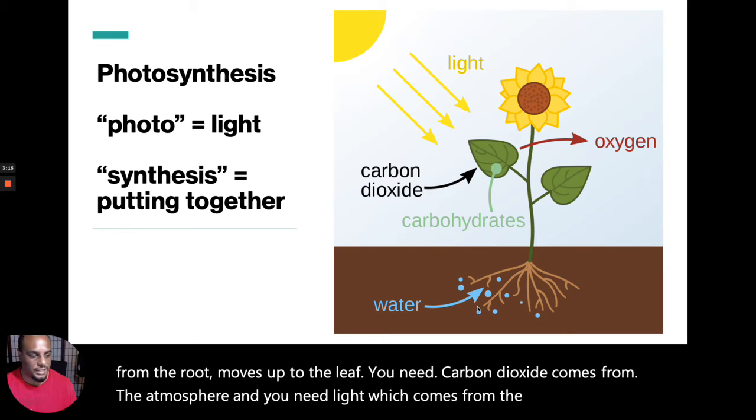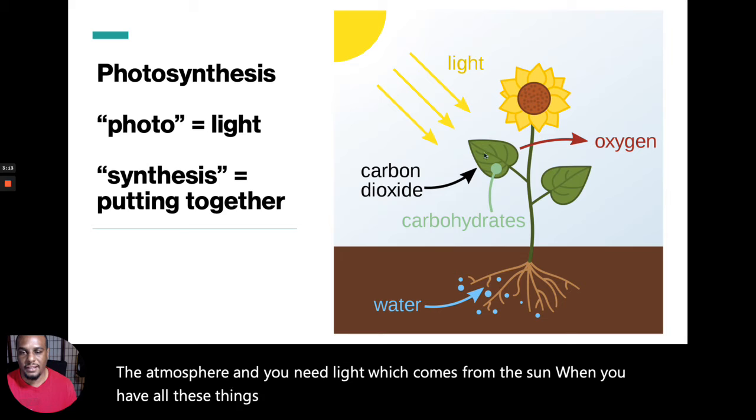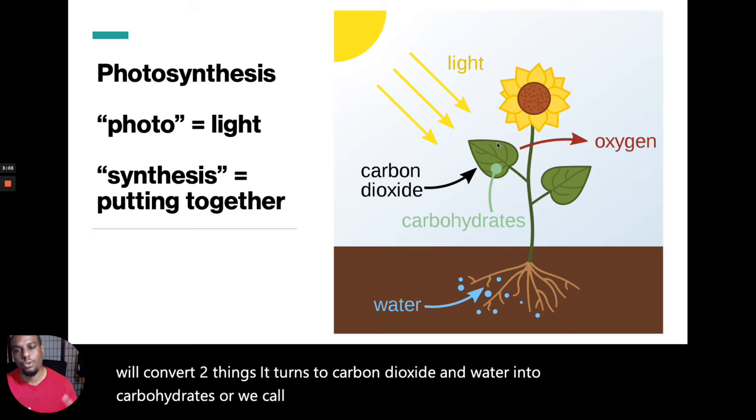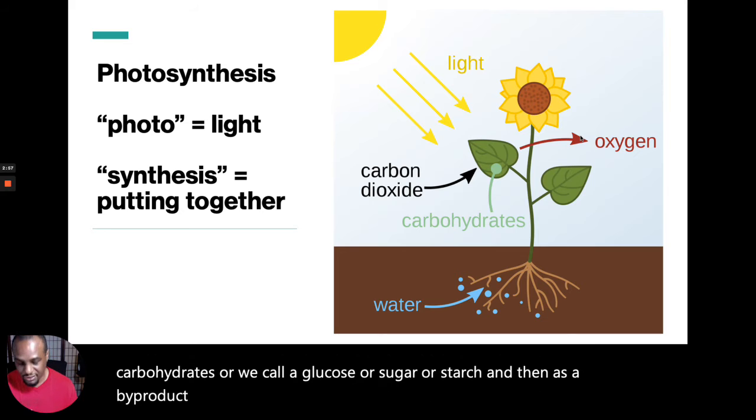When you have all these things present, the leaf has the ability to convert two things. It turns the carbon dioxide and the water into carbohydrates, or we call it glucose or sugar or starch. And then as a byproduct, it puts oxygen, the oxygen me and you breathe, back into the environment.